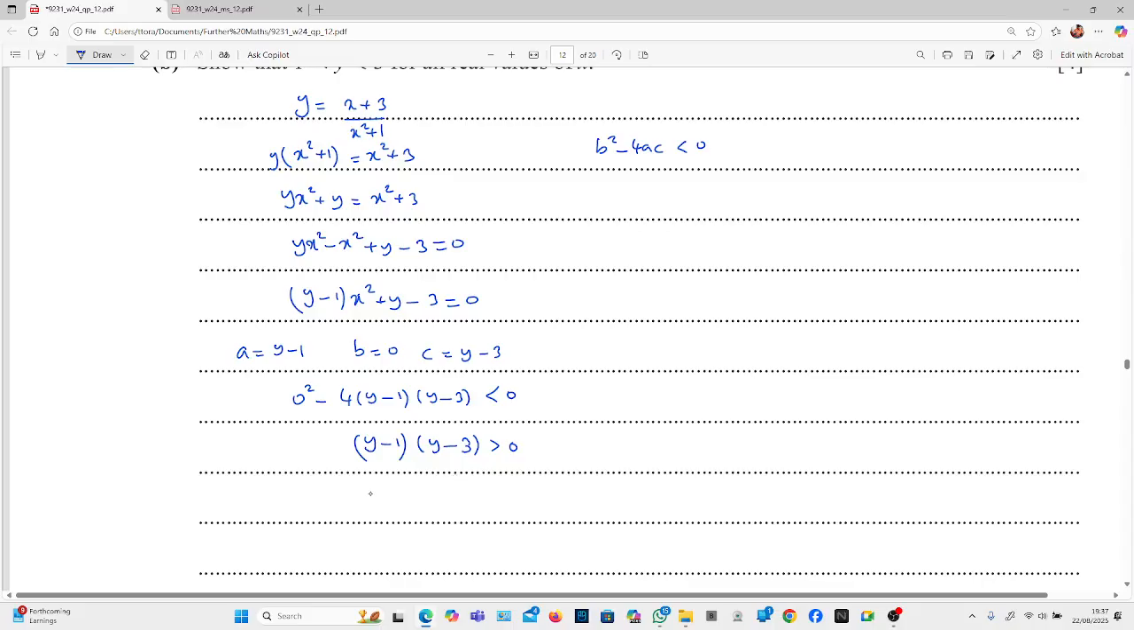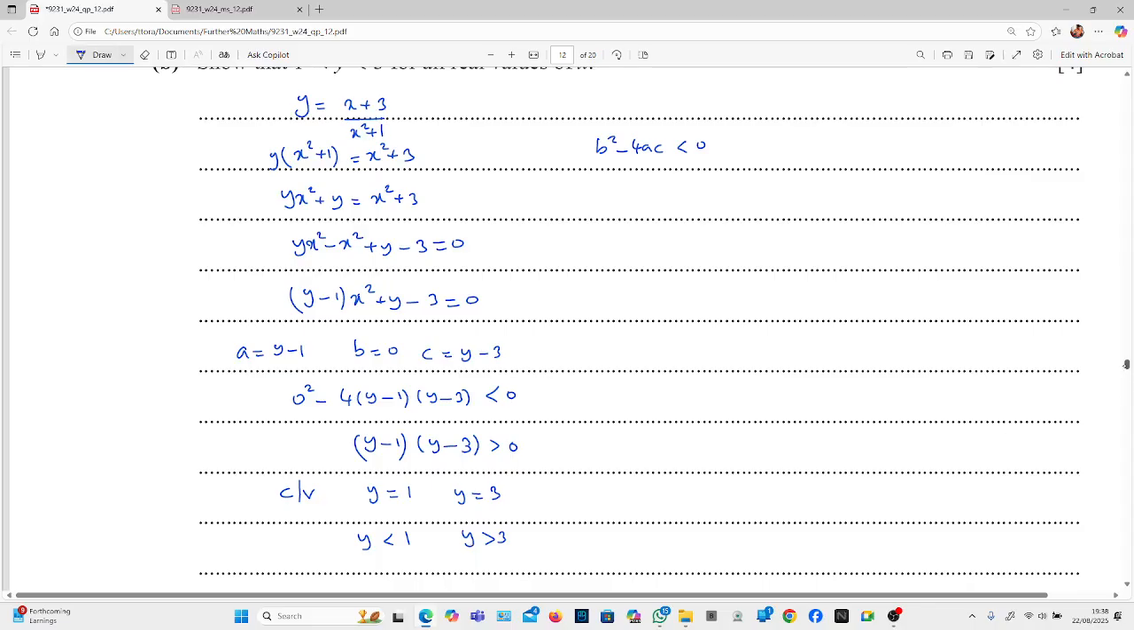So the critical values are y is equal to 1 and y is equal to 3. So these are my critical values. Now if this is greater than 0, what we're saying is that y is greater than 3, and over here from y minus 1, y should be less than 1, because the critical value is 1. So these are the values of y that cannot be obtained.